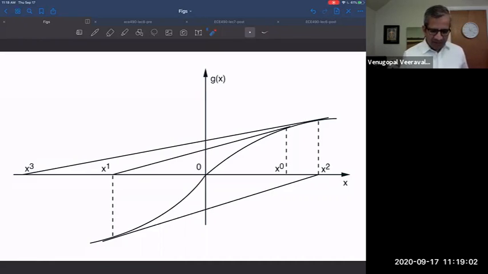So how is Newton's method going to be useful to create a good optimization algorithm? That's what we're going to study today. So any questions?